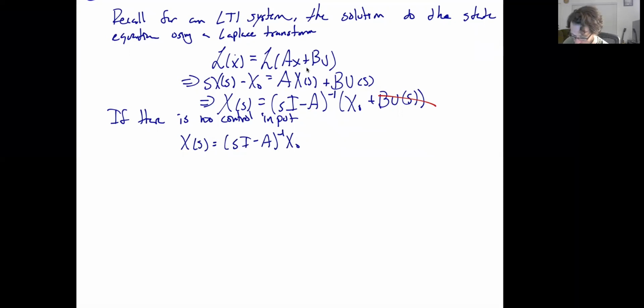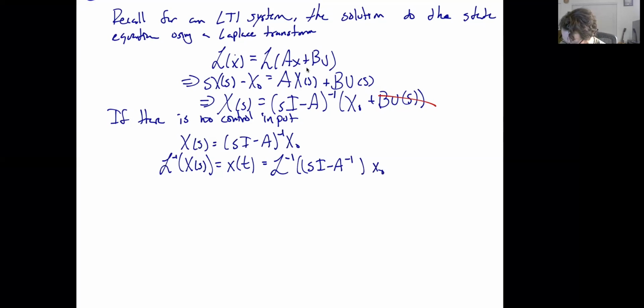Okay, so now if we take the inverse Laplace transform of this, the inverse Laplace transform of X of s will give us back x of t, and then we look at the Laplace inverse of this quantity.